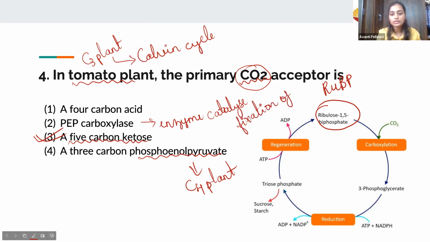Yes, fixation of carbon dioxide. So the right option is 5-carbon ketose. Yes. So let's move on to the next question.